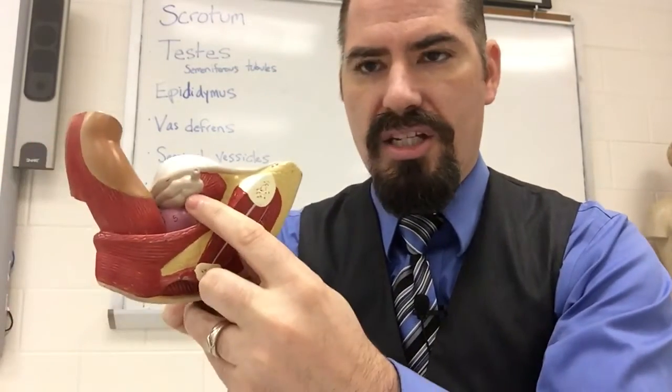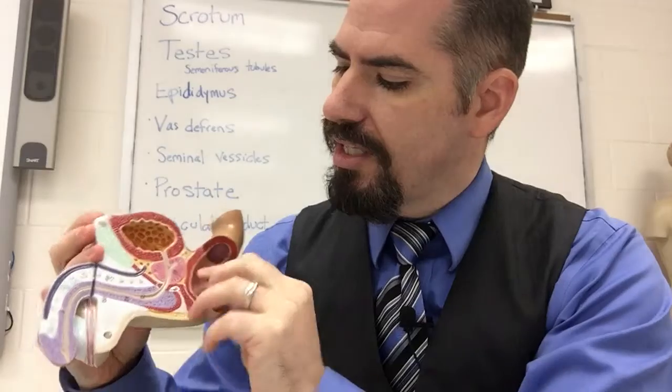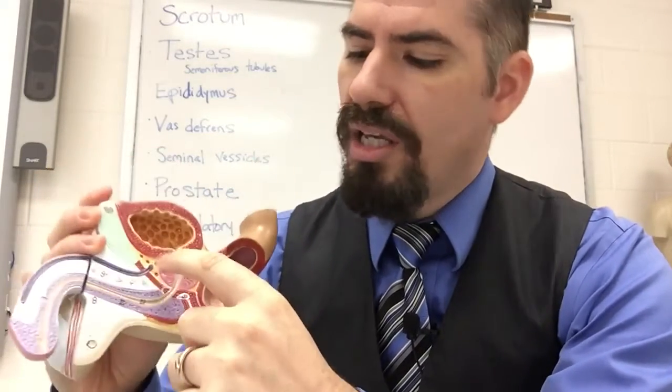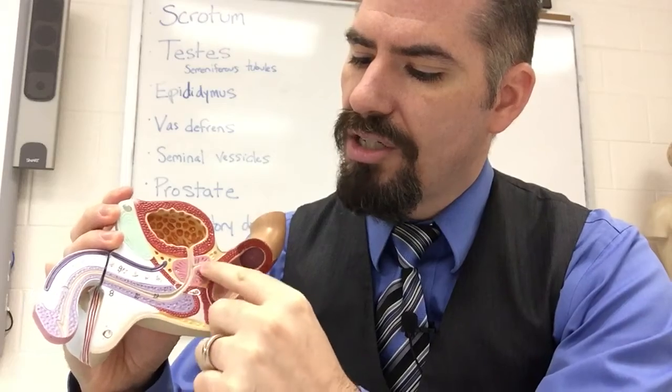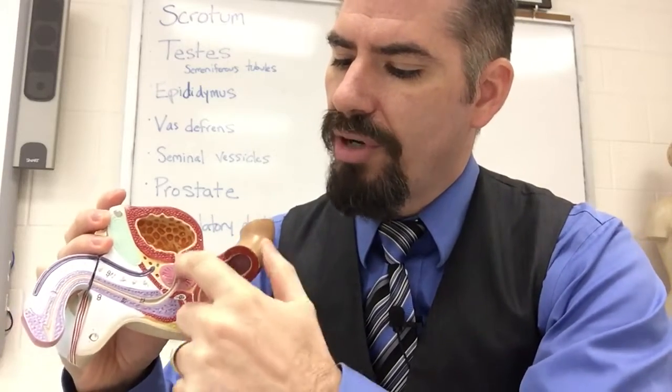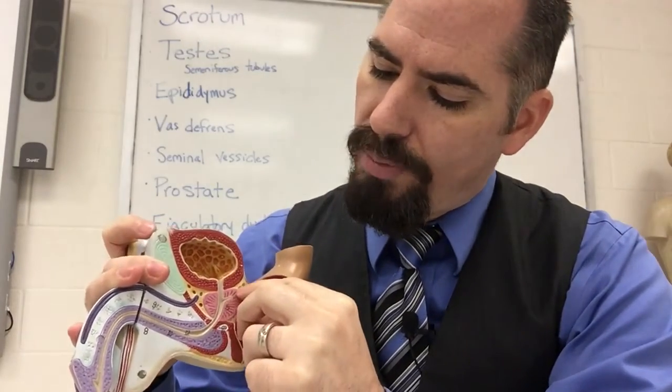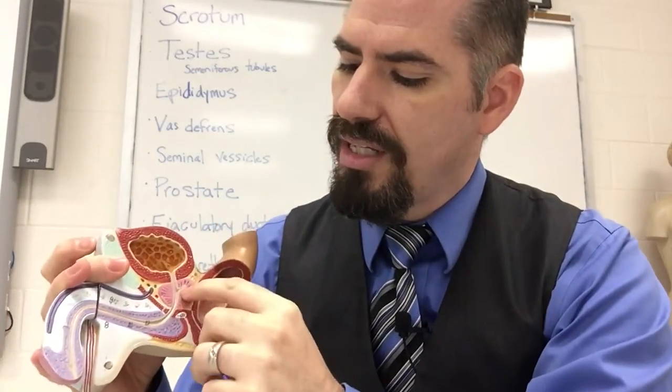From that seminal vesicle, the contents then go through this ejaculatory duct here into this small gland, about walnut size, wrapped around the urethra. That is called the prostate gland. That short passageway from the seminal vesicle through the prostate gland is called the ejaculatory duct.